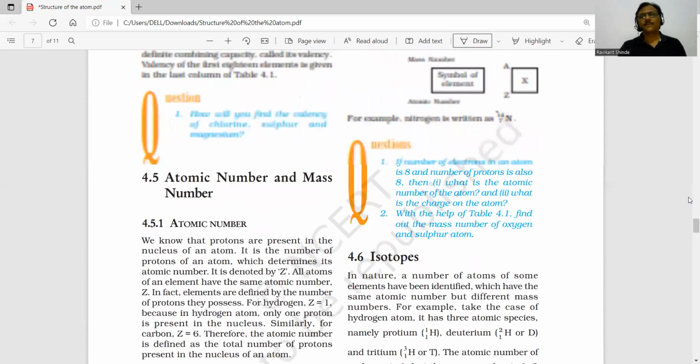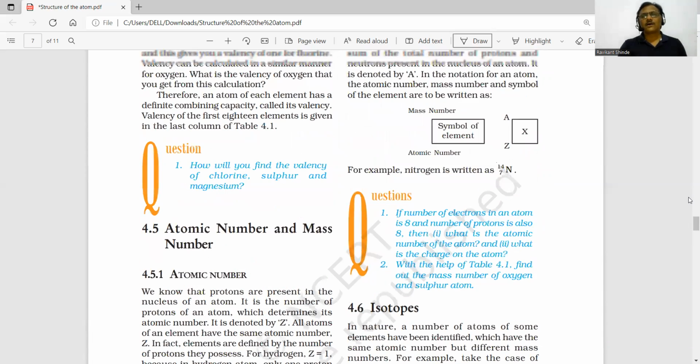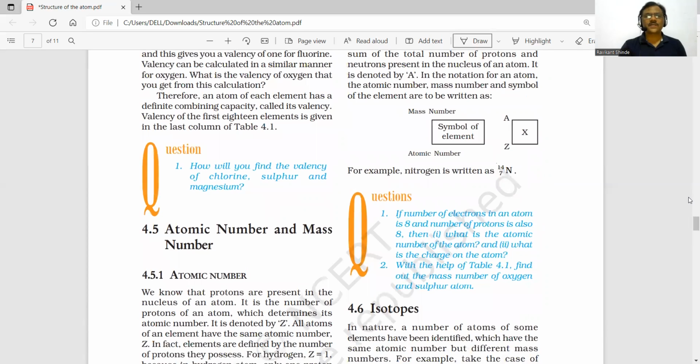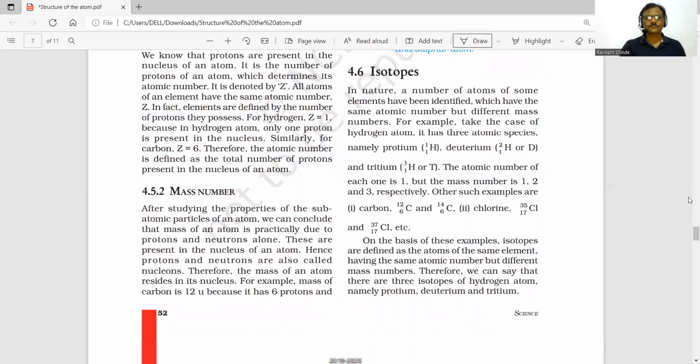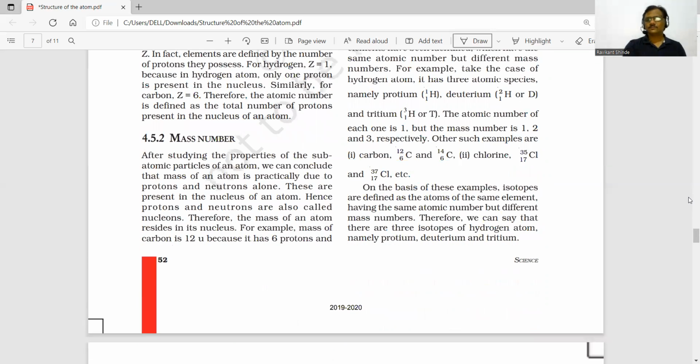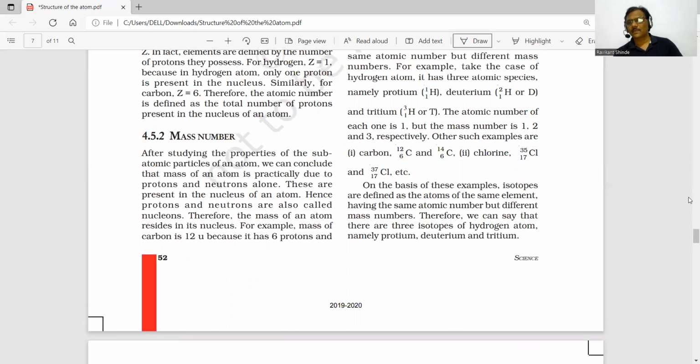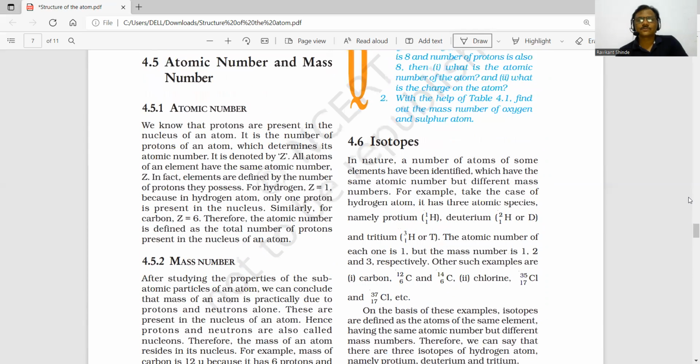Now see further: isotopes and isobars. See, what do you mean by isotopes? Atoms of the same element having the same atomic number and different mass number.